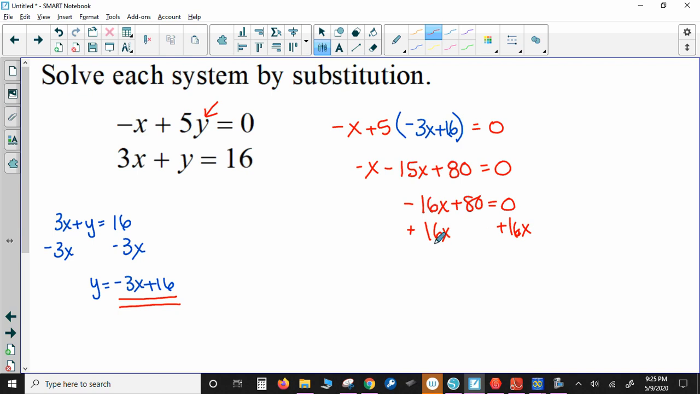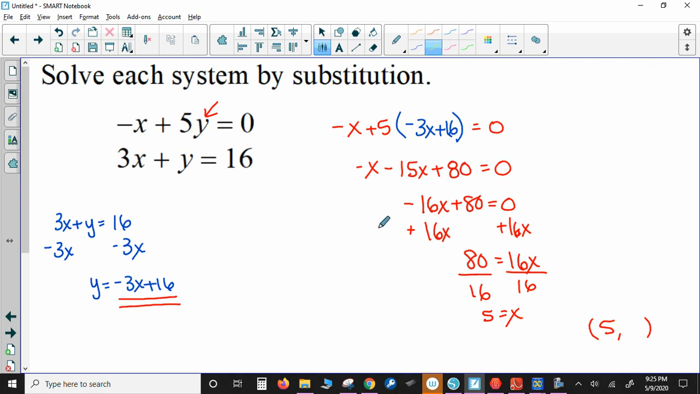Negative 16x plus 16x is 0. So on the left-hand side, I've got 80. 0 plus 16x is 16x. Trying to get x by itself, I'm going to divide both sides by 16, and this gives me x is equal to 5. My answer is going to be an ordered pair, and I just figured out that 5 is my x value, but I have to figure out what my y value is.